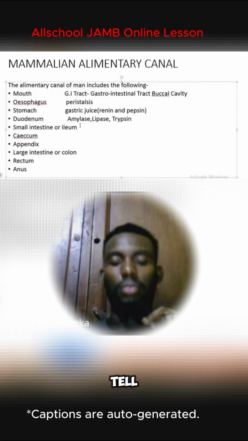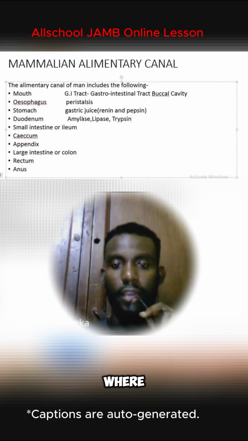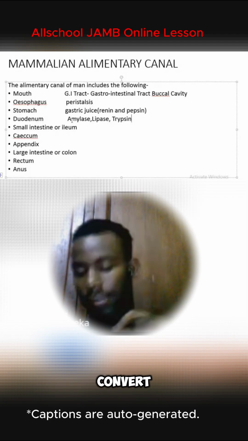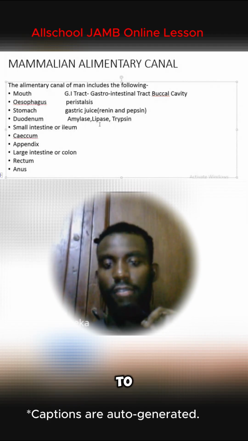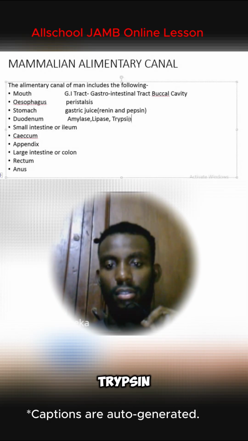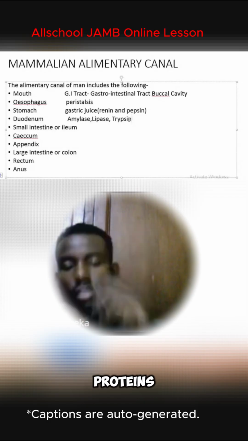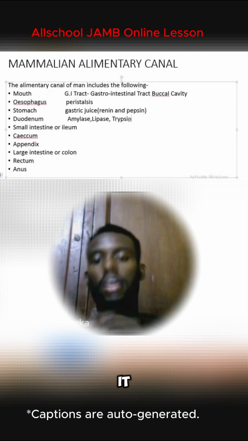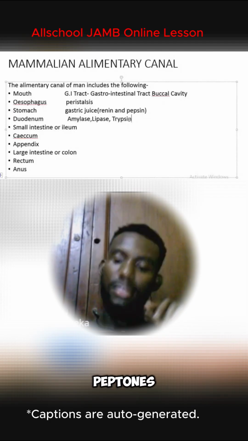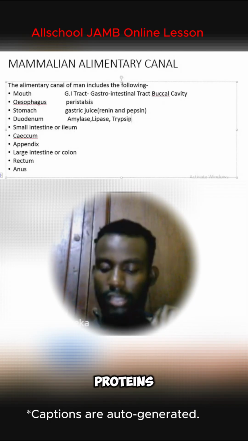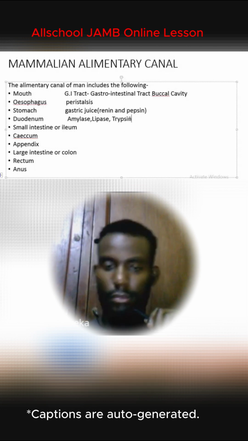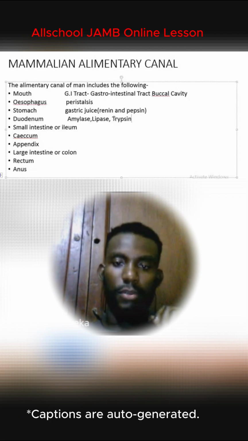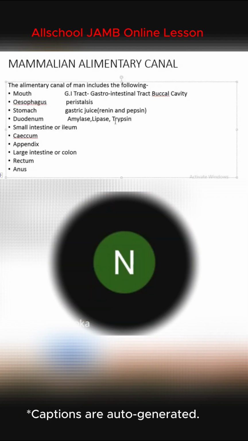I now went further to tell you how they convert them. The amylase converts starch to maltose, the lipase converts fat and oil to fatty acid, and the trypsin converts proteins and peptones to polypeptides. Now, which one? I don't understand. Is it the amylase or the trypsin?